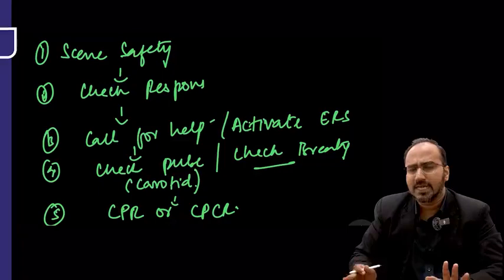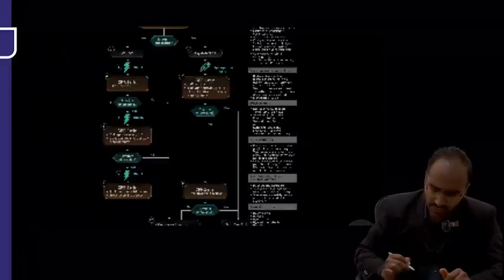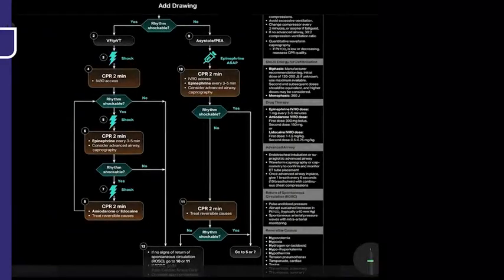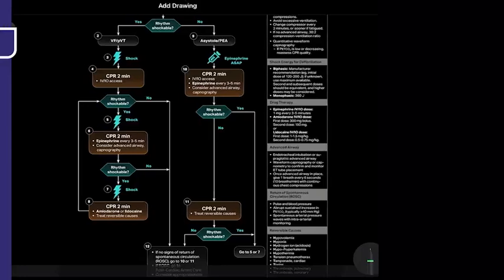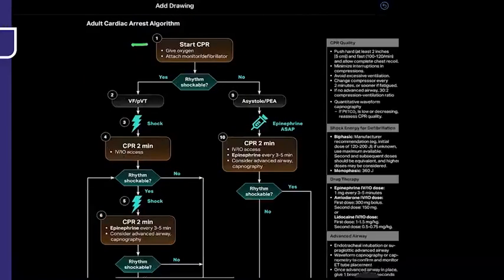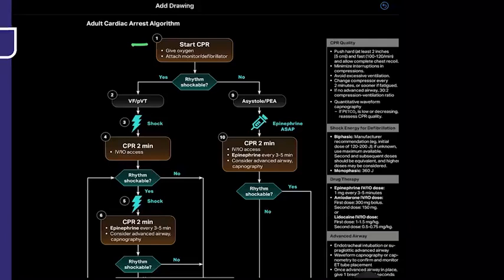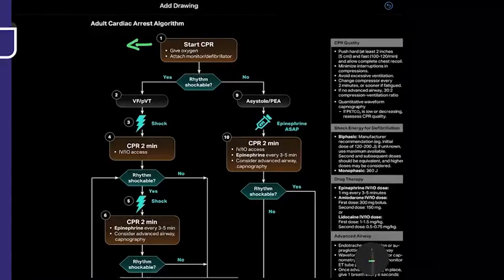Now guys, we are discussing about the ACLS algorithm. Just look over here. This is the ACLS algorithm. So when the patient is having no pulse, I told you what you need to start. Immediately you start your CPR. You give some oxygen, you start your CPR. Now guys, as you have started your CPR, your friend and other team members came. Your friend came with a defibrillator. What will you do? First connect the defibrillator and you go for the rhythm check. Okay? You need to check for the rhythm.